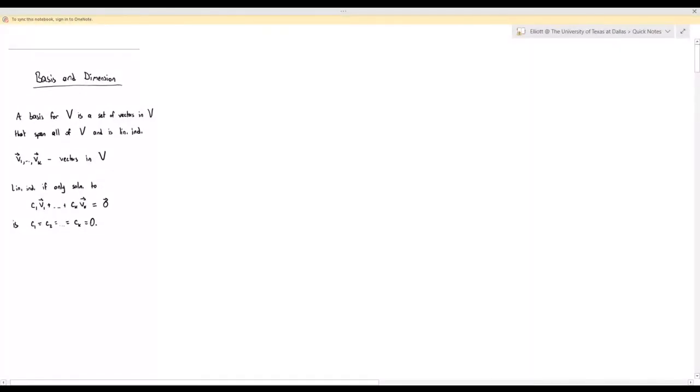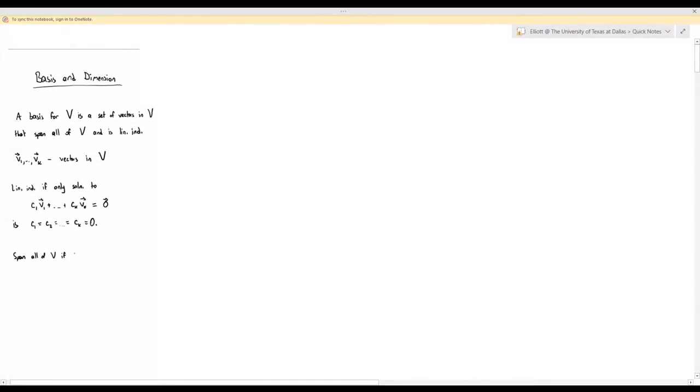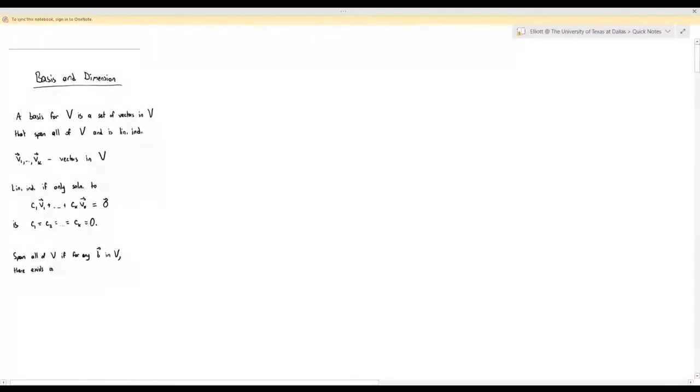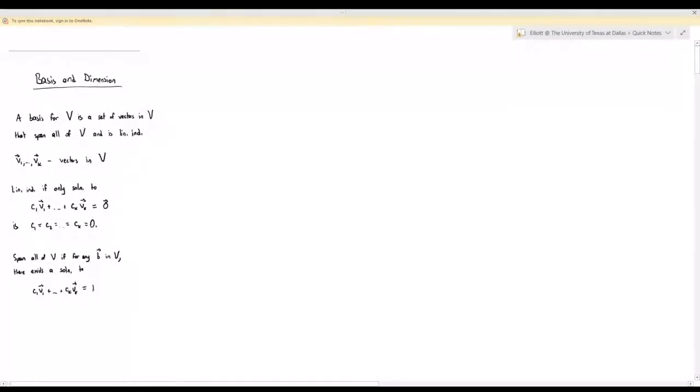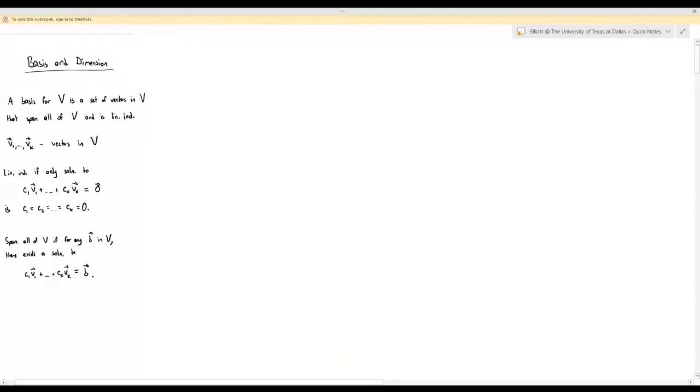Okay. And then remember that what it means to span all of V, that would mean that any vector in V is a linear combination of the given vectors. So you can just say they span all of V if for any vector b in V, there exists a solution to the equation c1v1 plus etc. equal to b. Okay, because then to say that there's a solution to this equation would be to say that b is a linear combination of the vectors v1 through vk.